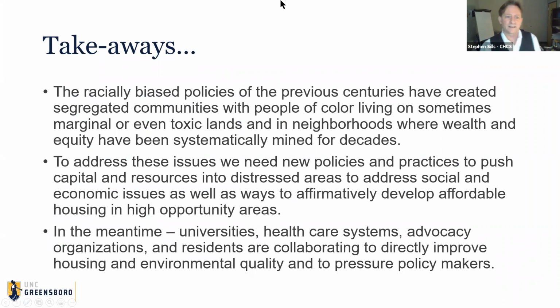So what are the key takeaways here? Principally, that these racially biased policies of the previous century have created segregated communities where people of color live on sometimes marginal or even toxic lands in neighborhoods where wealth and equity have systematically been mined from their families for decades. We need policies and practices that will push capital and resources into these distressed areas to address social and economic issues, not just to build our way out, that's how we end up with gentrification, but to redevelop the communities that have been impacted by these policies.